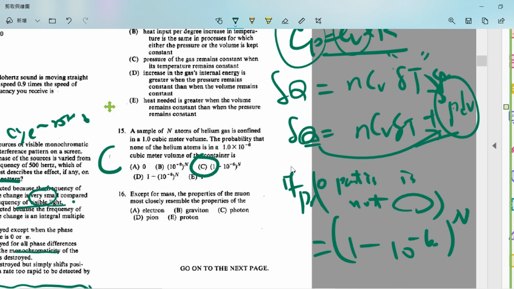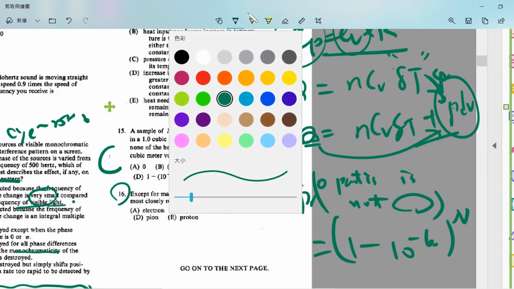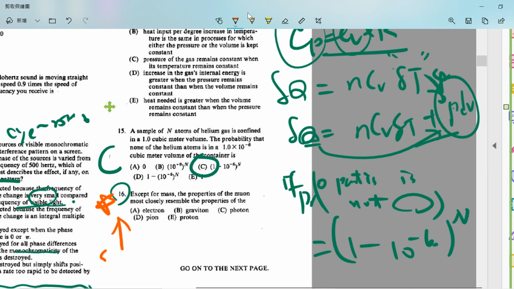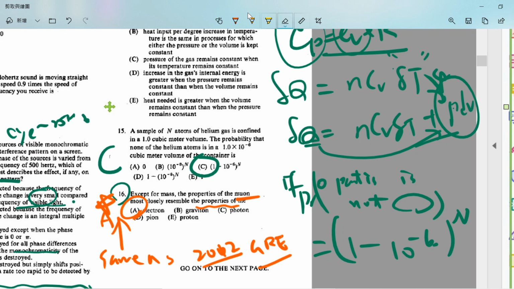Answer is C. And then 16, you can highlight. This question is the same as, I guess, one from the 2012 GRE. Basically this is the common GRE question asking about the properties of muons, and which of the following is most similar to it. So the answer is A, the electron. And I give you 3 reasons.